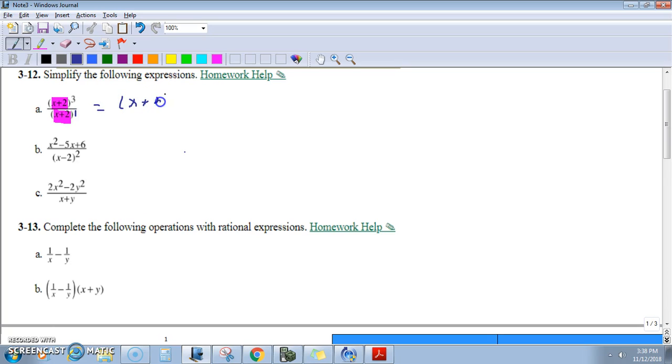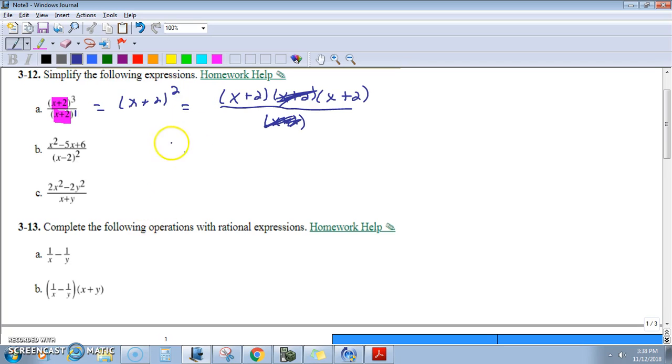so our answer is just x plus 2 squared. What that looks like if I expand it is the numerator is really x plus 2 times x plus 2 times x plus 2 all over x plus 2. So what happens is one of those cancels with the denominator, and what's left over is x plus 2 times x plus 2.